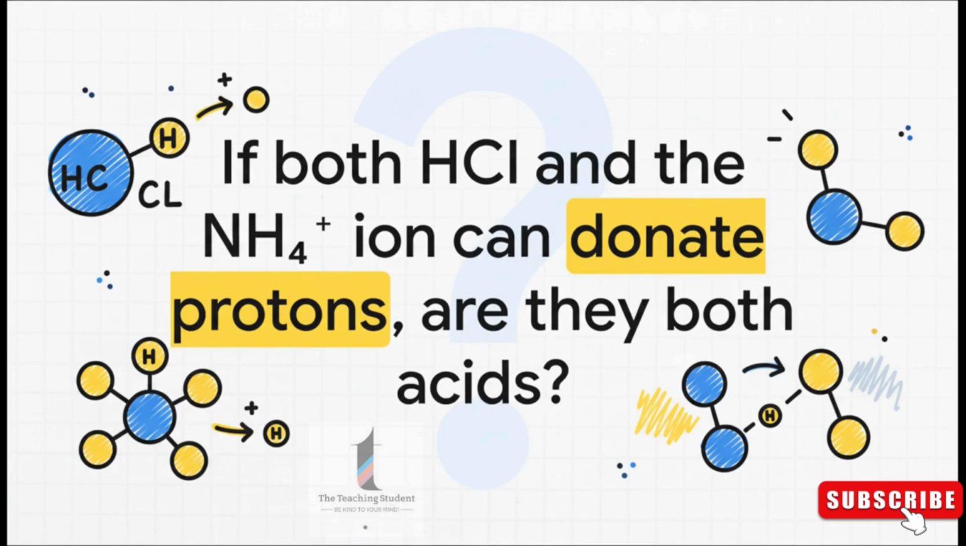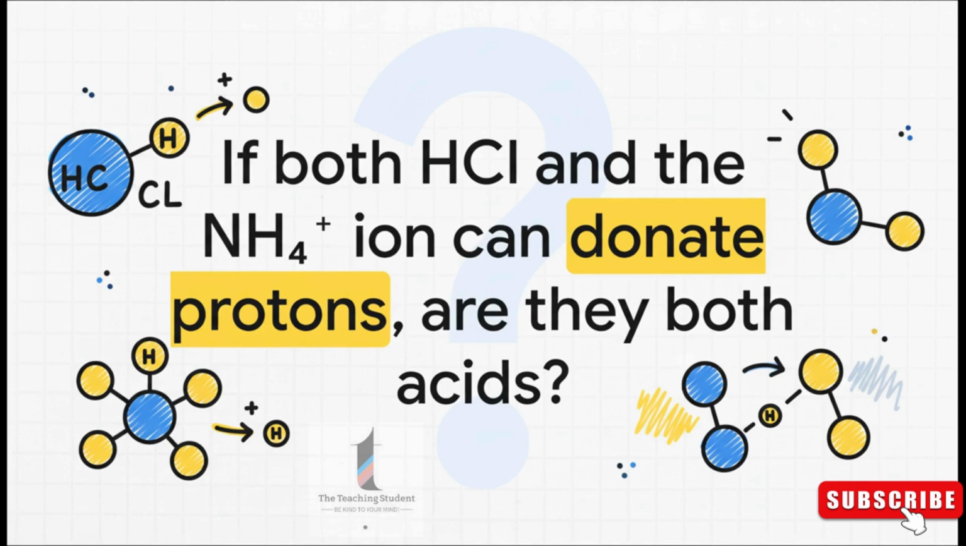Okay, let's jump right in with a question that really cuts to the chase. We all know hydrochloric acid, HCl, is like the textbook example of an acid. But what about something like the ammonium ion, NH4+? It can also give away a proton. So if we're looking at what they do, could they both be acids?